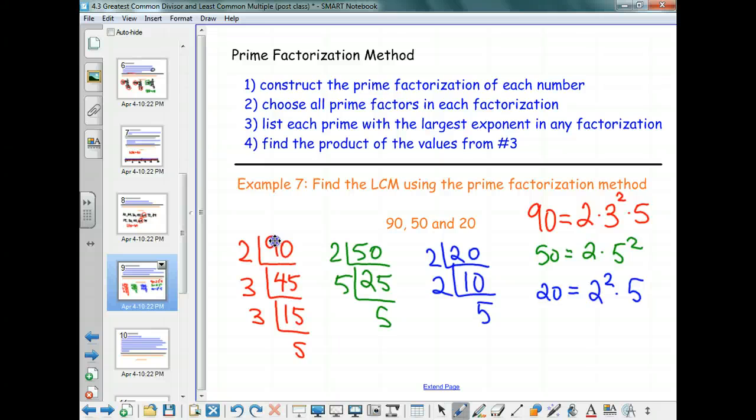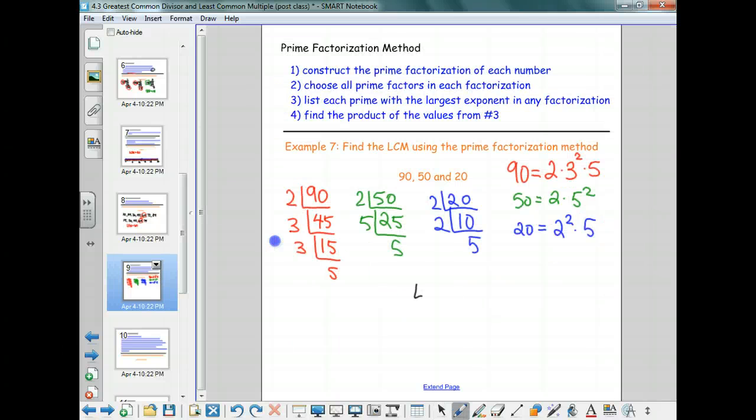So, take a look. We're going to find my least common multiple. I want to list out all primes that I see listed anywhere in any of those numbers. So what do we list first? There's a 2. What else is there? There's a 3. And there's a 5. So you're going to list all of them out. If it's in there, in any of the numbers, it's part of the least common multiple.